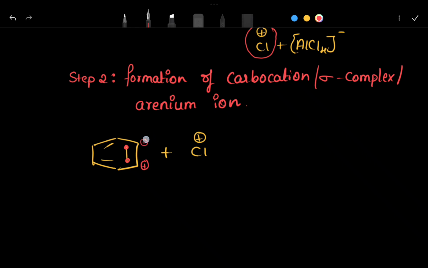So here what will happen? This negative charge will be donated to this chlorine. So what we get? Benzene. These pi bonds will be as it is. And since these electrons are donated to chlorine, a bond between this carbon and chlorine will be formed and we will be having positive charge here.